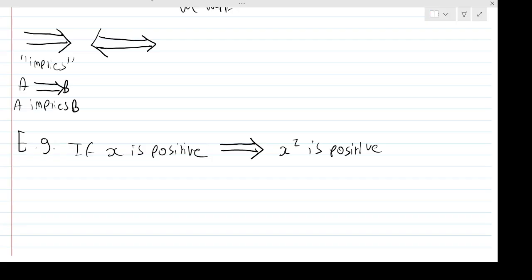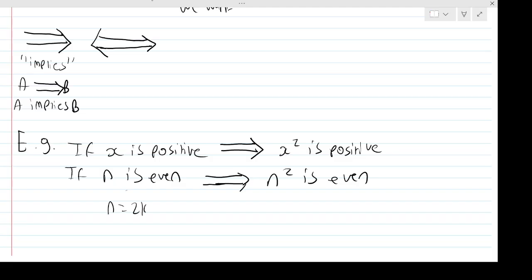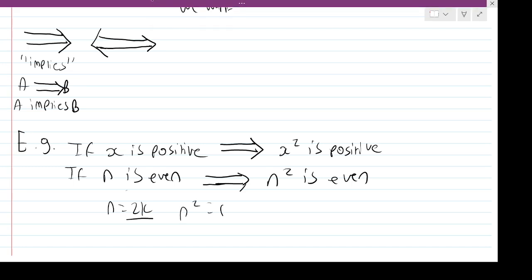Another example, if n is even, then that implies that n squared is even too. Okay, so that means if we have a number n and we're given it's even, automatically that implies n squared is even as well. Again, you can say, well, if n is 2k, remember we can write any even number in the form 2k, well, n squared would be 2k all squared. That'd be 4k squared, which is 2 lots of 2k squared. So it's a multiple of 2, so it's even as well. Okay.